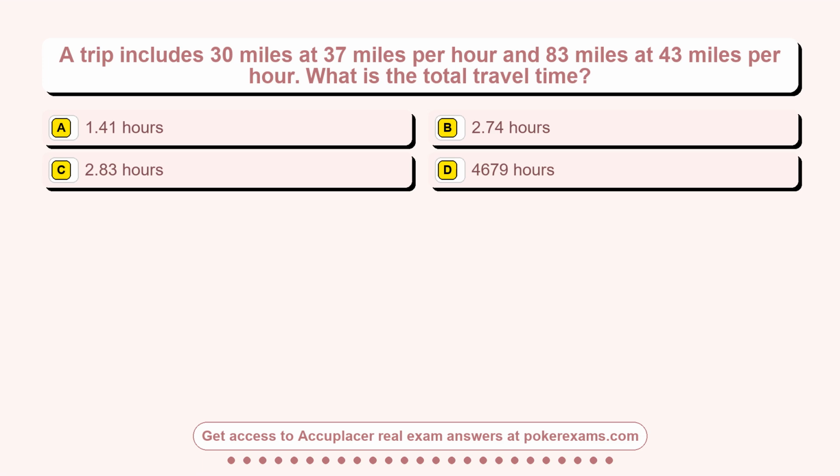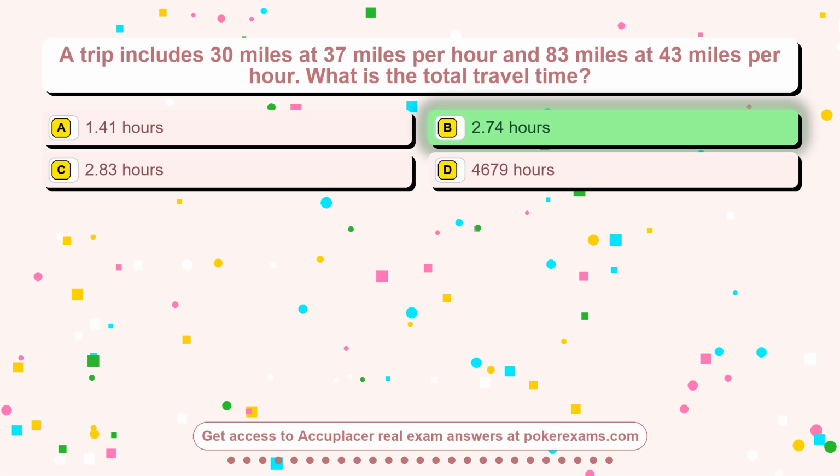Question 1. A civics teacher presents this example: a legislature changes policy after a clear electoral mandate. Which founding principle does it demonstrate? Option A, judicial review. Option B, popular sovereignty. Option C, executive privilege. Option D, federal supremacy. The correct answer is option B, 2.74 hours.